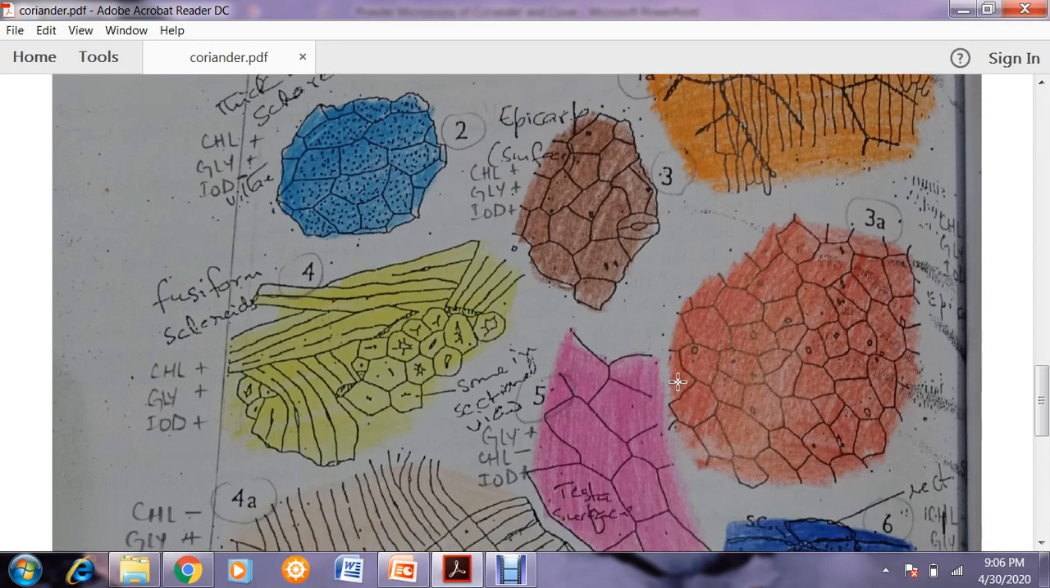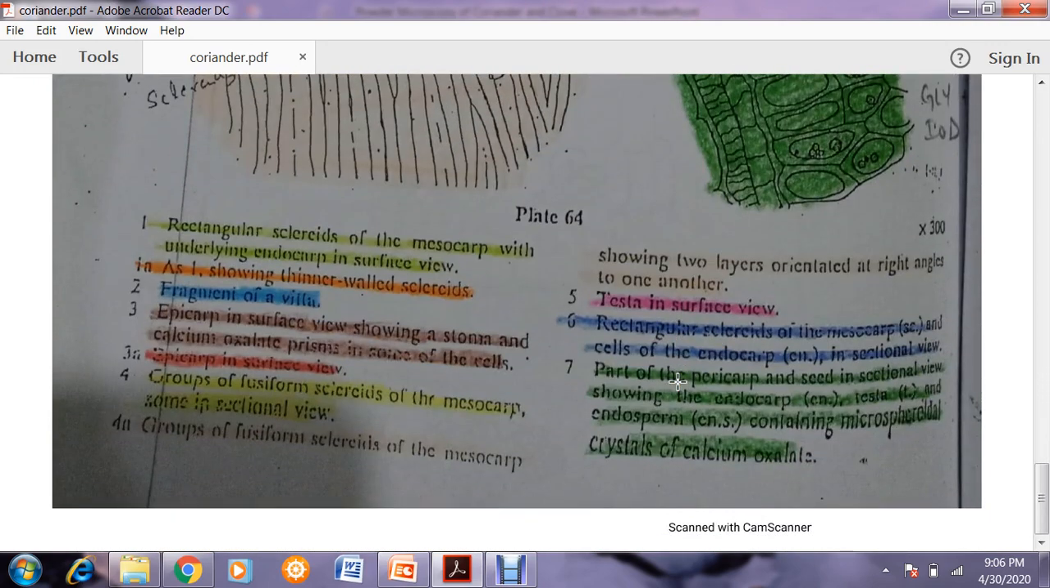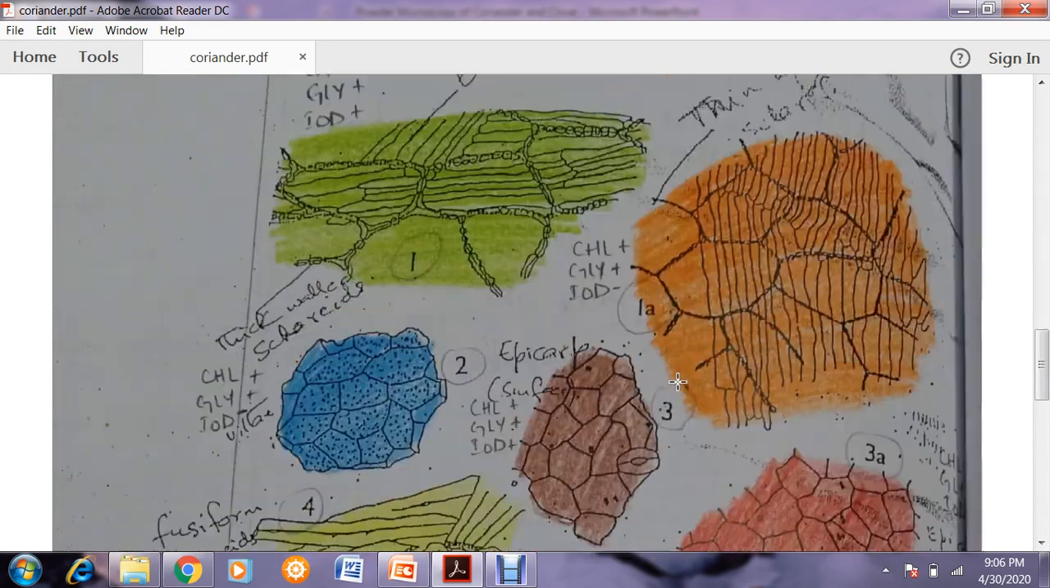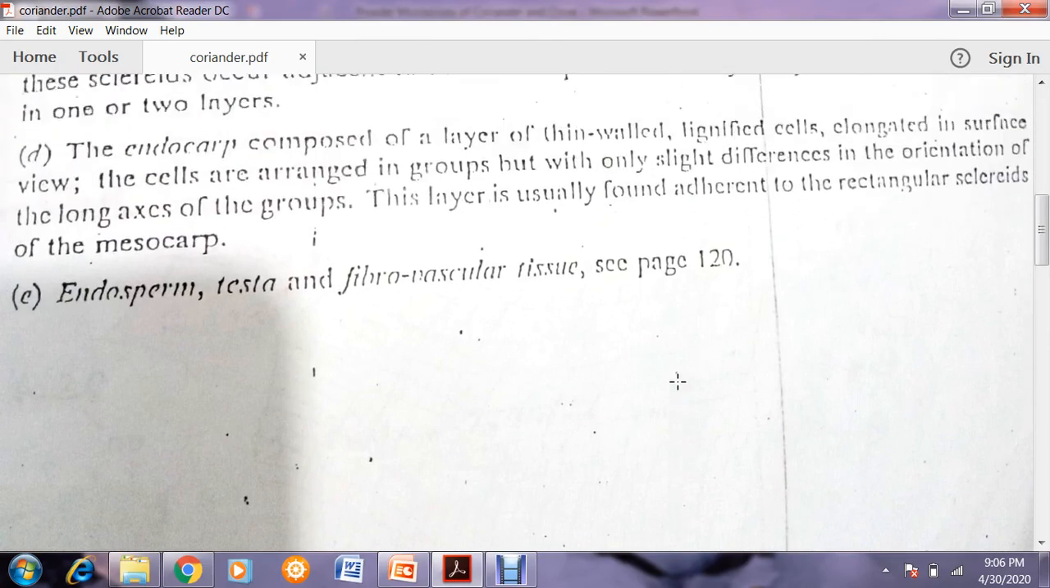So it's all about the coriander microscopy.